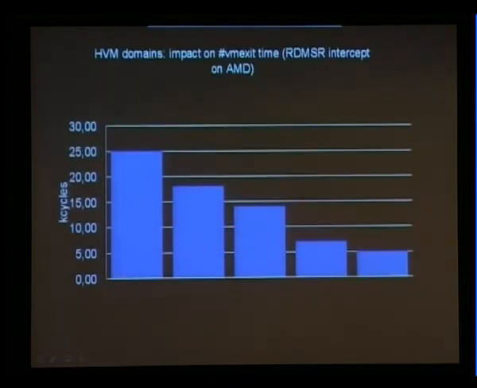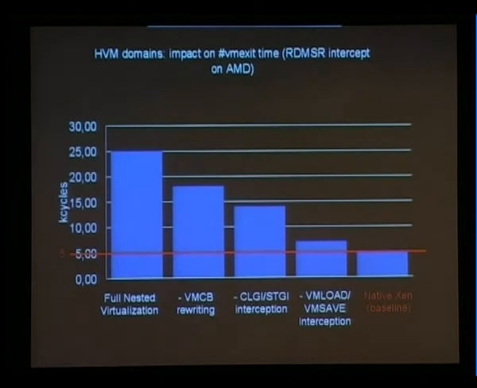So what about hardware virtual machine domains? This is a picture that illustrates the impact on HVM domains if we use full nested virtualization and some other variations of this algorithm of nested virtualization. These are just some optimizations that we tried to implement just to see how far we can go to minimize the performance impact.